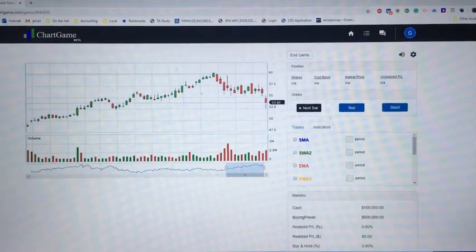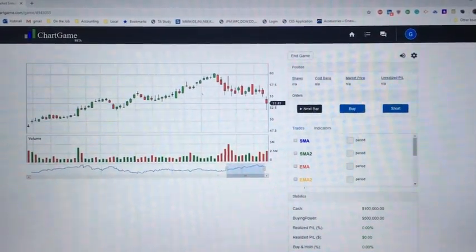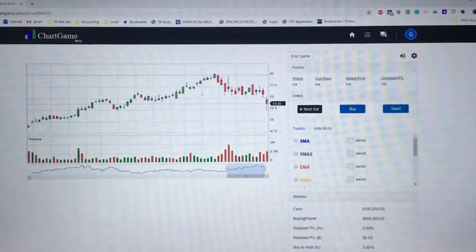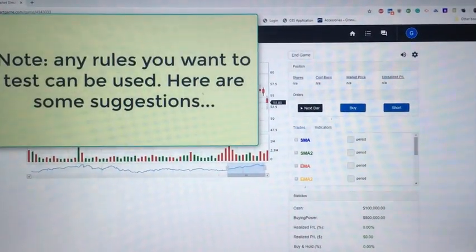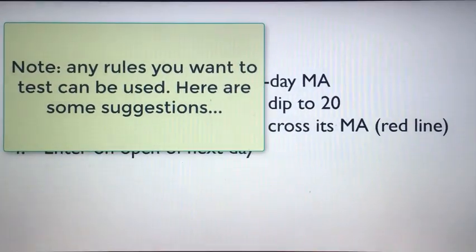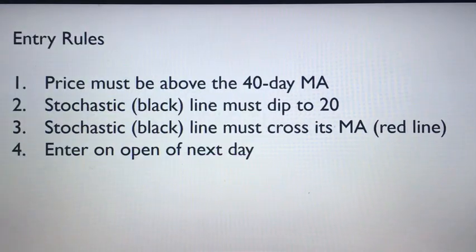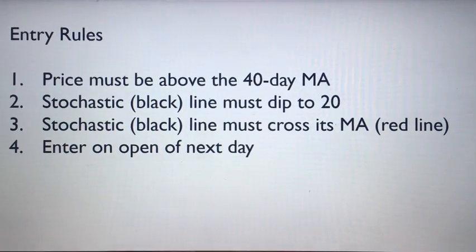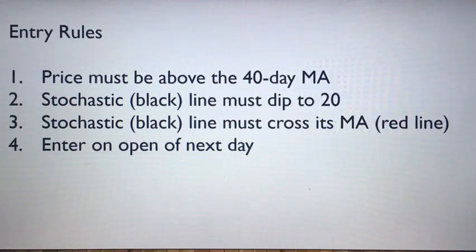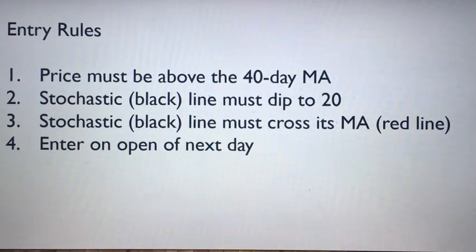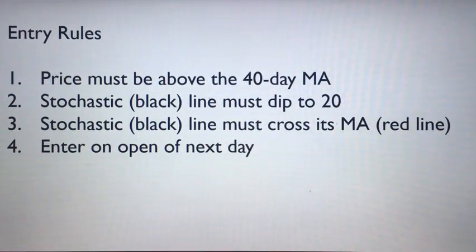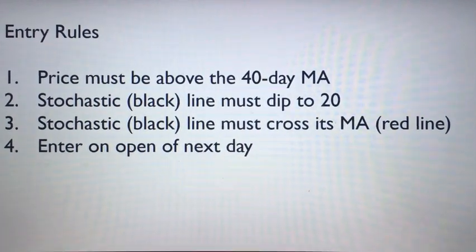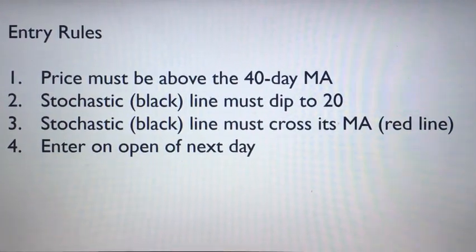Now, in order to do this right, we're going to need some rules. And I'm going to give you the entry rules and exit rules that you can work with to try to practice with this game. First, let's say that the price must be above a 40-day moving average in order to trade long. Second, we're going to use the stochastic indicator. It has two lines, a black line and a red line. The black line, we're going to say, has to dip and either touch or go below the 20 line.